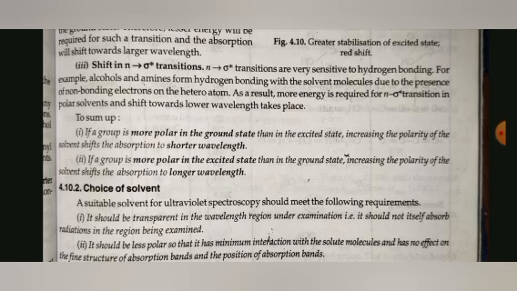To sum up, if a group is more polar in the ground state than in the excited state, increasing the polarity of the solvent shifts the absorption to shorter wavelength, and if the group is more polar in the excited state than in the ground state, increasing the polarity of the solvent shifts the absorption to longer wavelength. Choice of solvent.